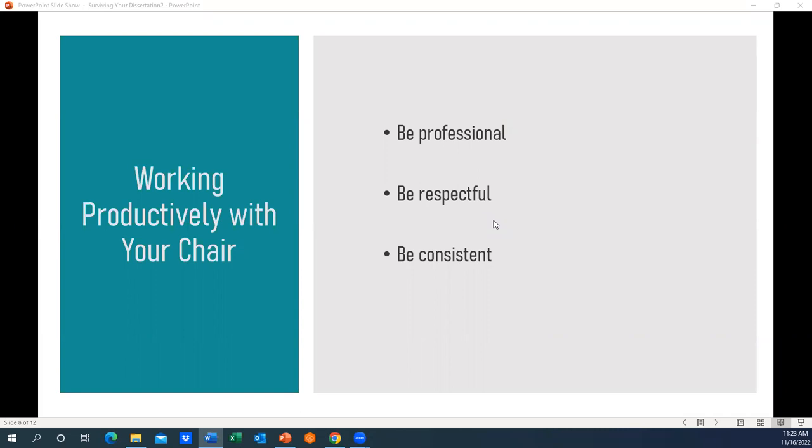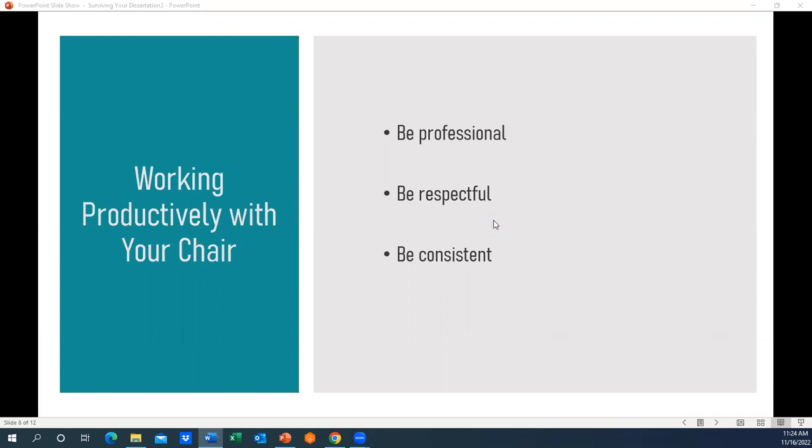All right. So if you blow your chair off enough times, or don't meet your deadlines enough times, they're going to check out, because they're going to follow your lead. They see you as checking out. So again, the responsibility is still on you to take the initiative. That's why you don't want to drop out of contact with the chair or anything.